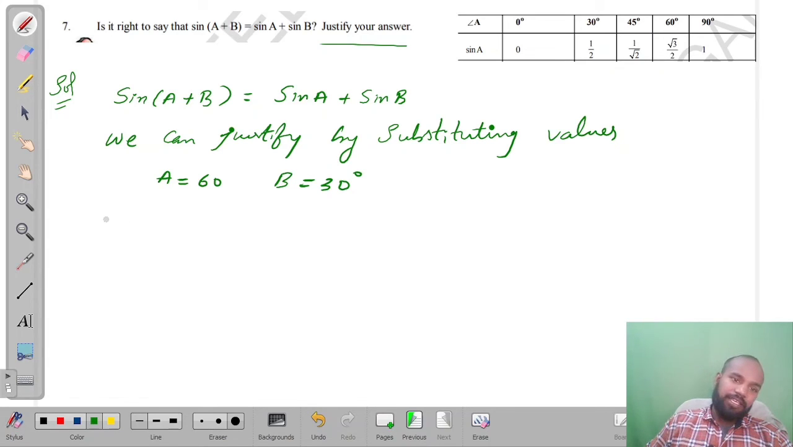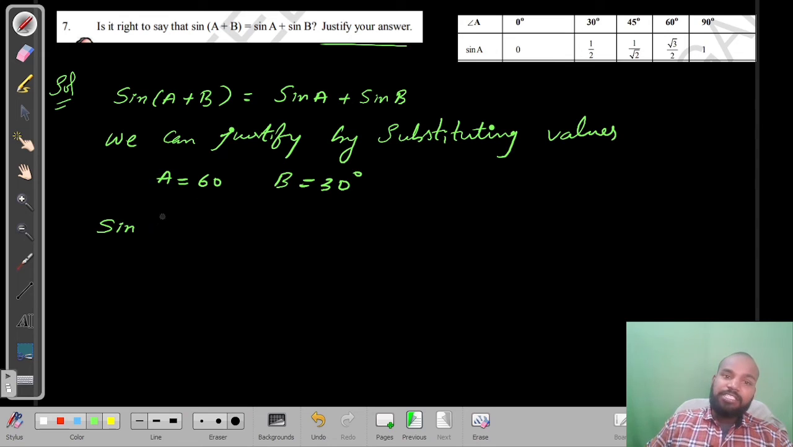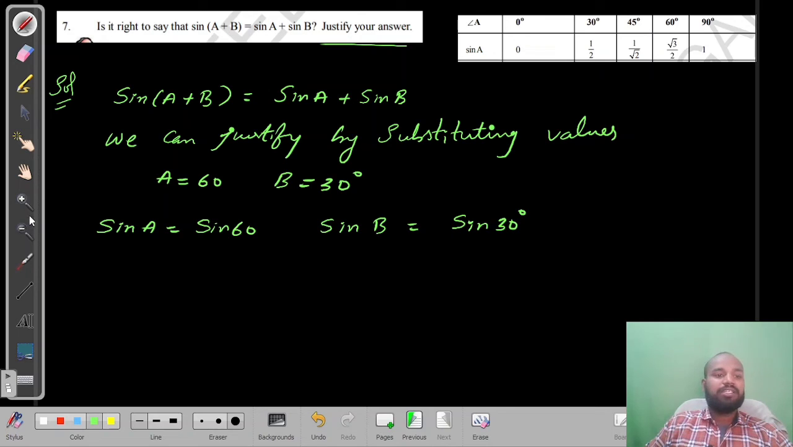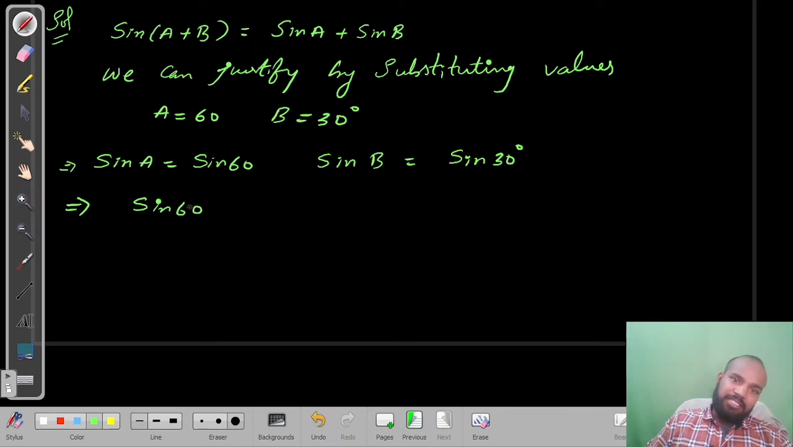Now sine A. So I changed the background to black. So now see, sine A is nothing but sine 60. Sine B is nothing but sine 30 degrees. Am I clear? Right. Now what we have to do here. So sine 60 plus sine 30.